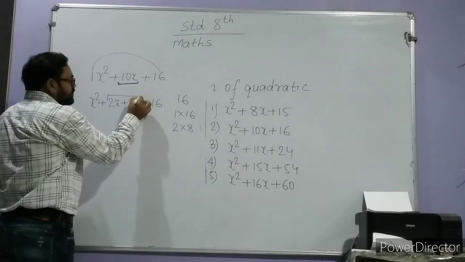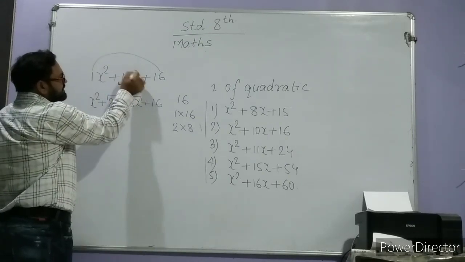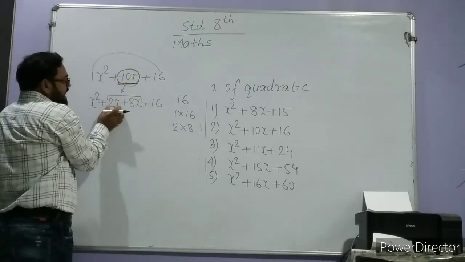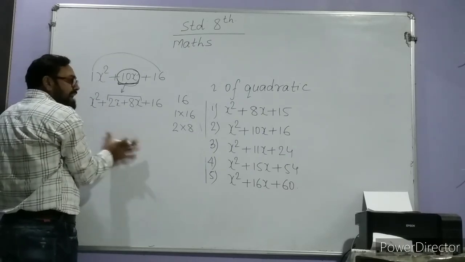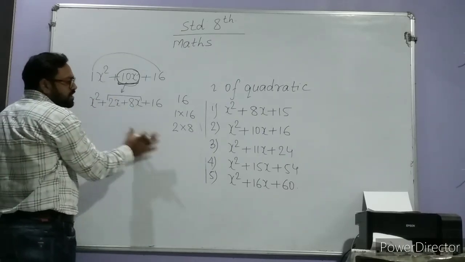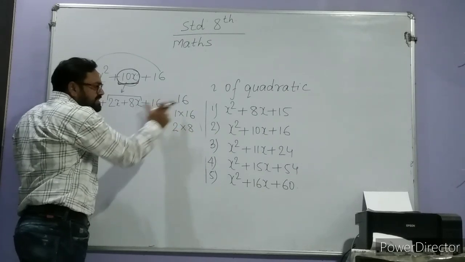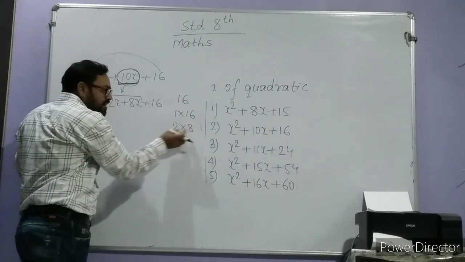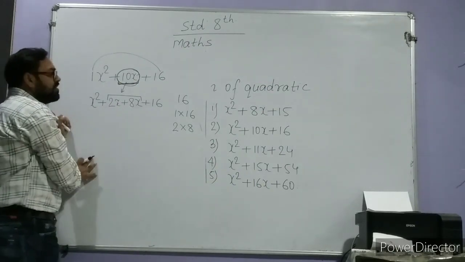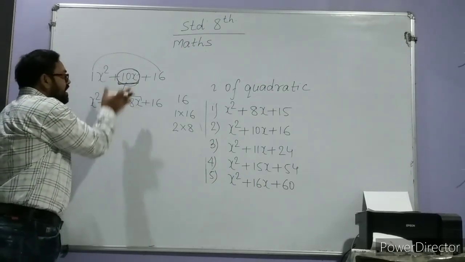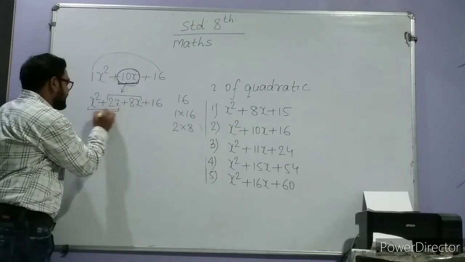I have written over here 2x plus 8x instead of this 10x. What have we written over here? 2x plus 8x. Why have we written 2x plus 8x? Because when we divide this 16 by 2, we get 2 times 8 is 16. And when we add these two numbers, 2 plus 8, we get 10. So we are substituting 2x plus 8x instead of 10x. Okay. Now we will take the common factor between these two terms.